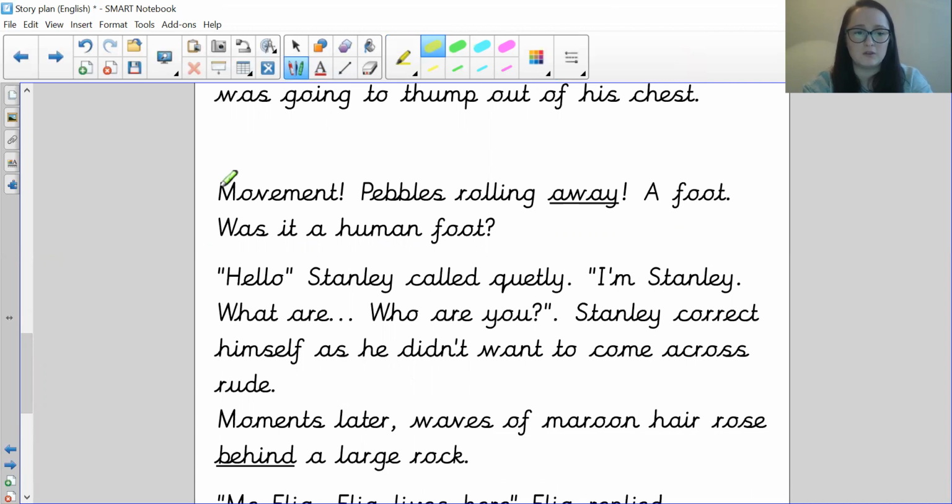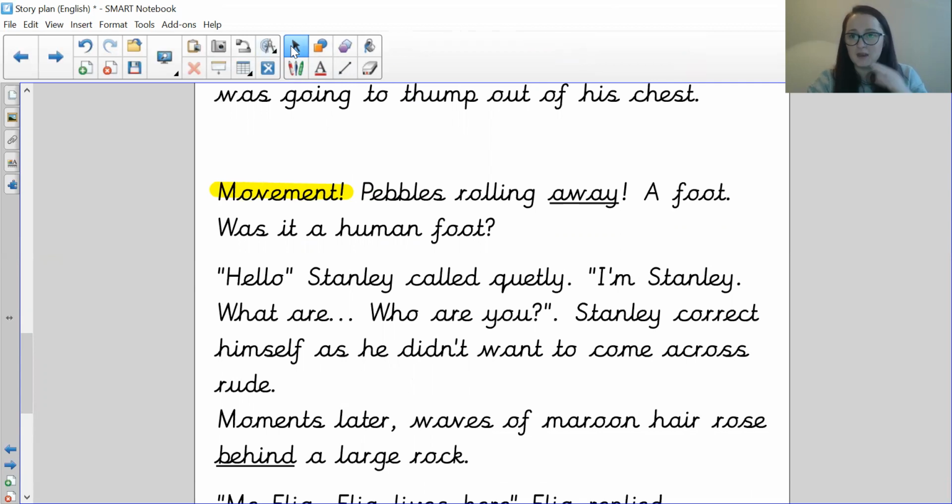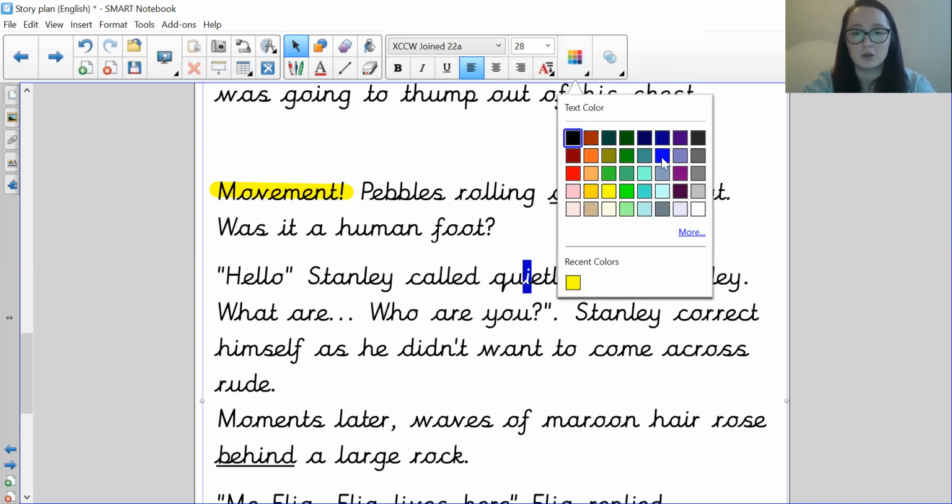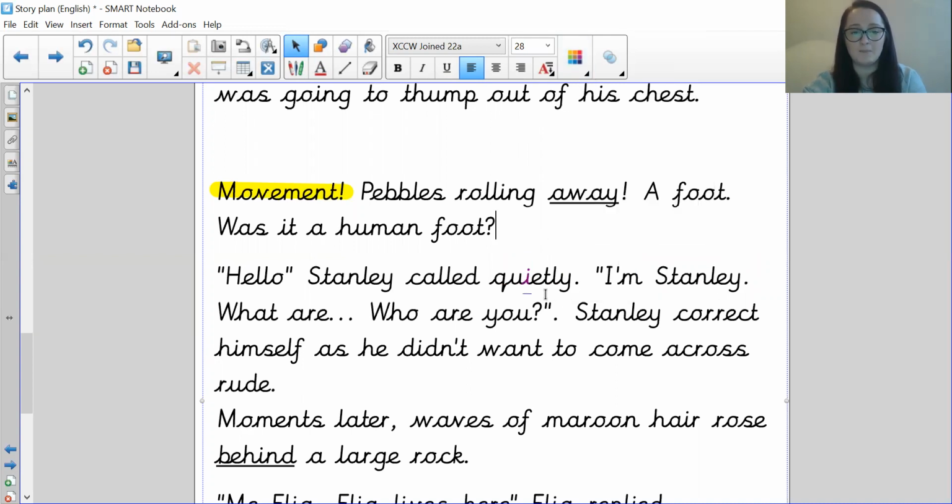I want you to include this part so that you can structure your story. So the yellow, remember, Year 3, is what you can use and you can magpie into your own work to make sure that it is structured correctly. Movement. Pebbles rolling away. A foot. Was it a human foot? "Hello?" Stanley called quietly. Miss Dunn spelled quietly wrong, so I need to edit that, don't I? How do I edit it, Year 3? Well, I do it in my purple pen, don't I? So there we go. Let's edit it with my purple pen.